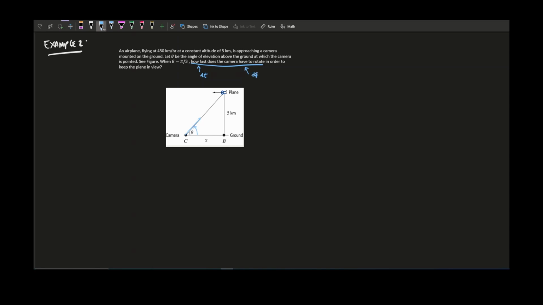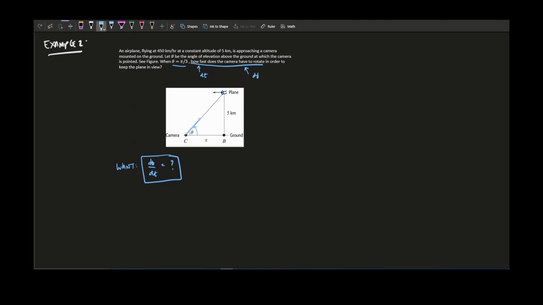That's d theta. So then how fast does the camera have to rotate? We want d theta/dt. This is what we're after at the end of the day. So we're on the hunt for an equation that will relate this thing that we don't have and want to information that we do have. So we know at the instant we care about that theta is pi over 3.